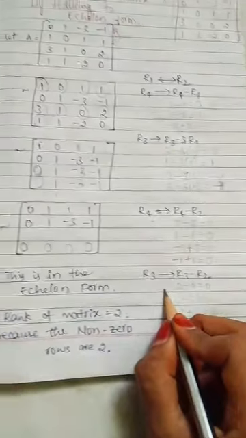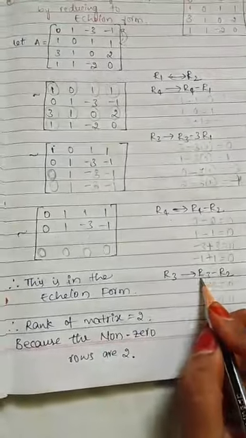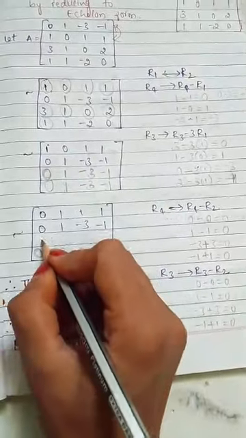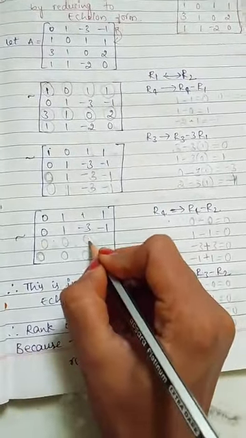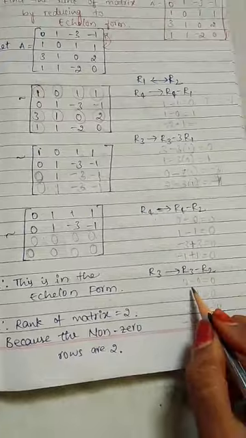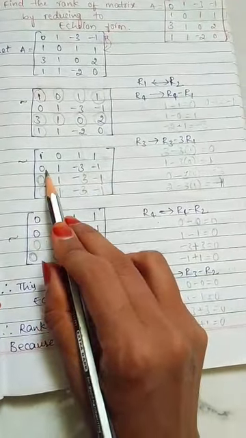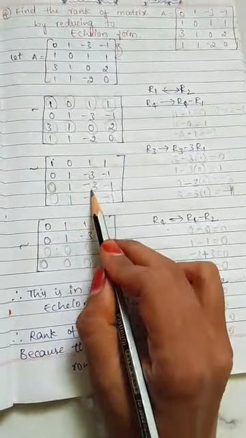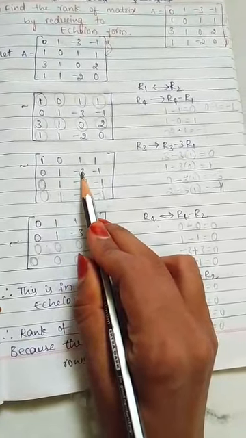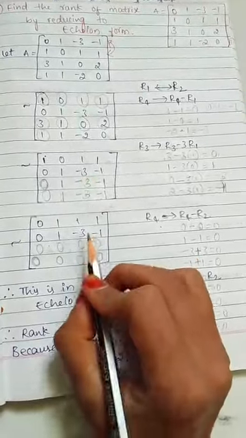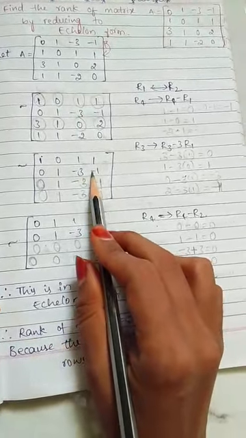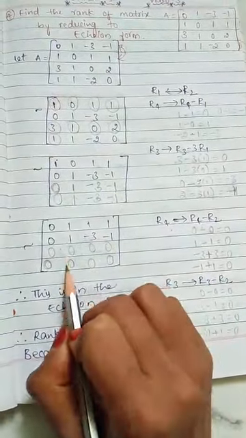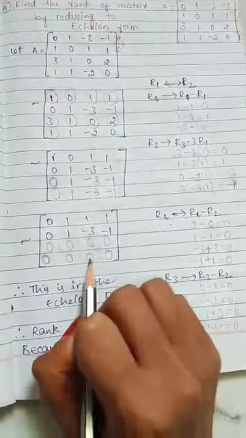I have to do it for R3 as well. R3 minus R2, these two are also the same, I will get 0. For example, here R3 is 0, R2 is 0, 0 minus 0 is 0. 1 minus 1 is 0. Minus 3 minus of 3 will be 0. Minus 1 plus minus 1 will again be 0. I have got these two rows as 0.